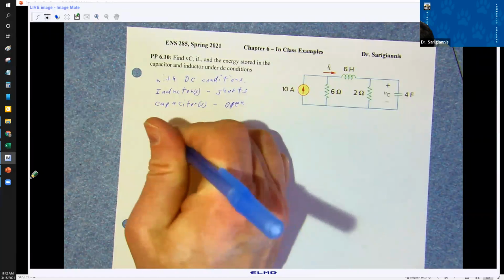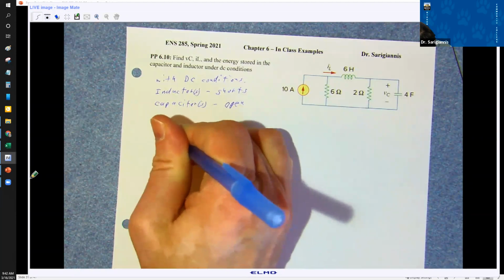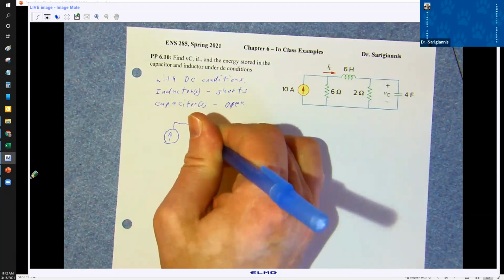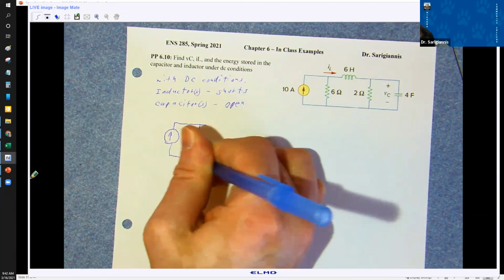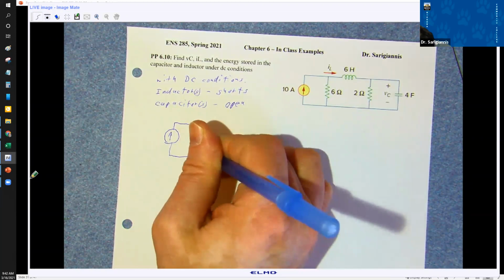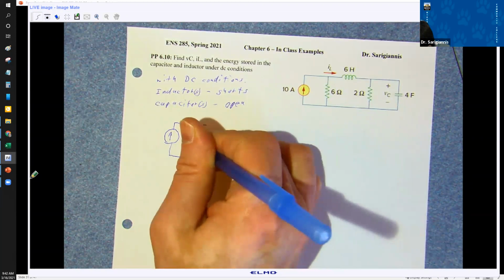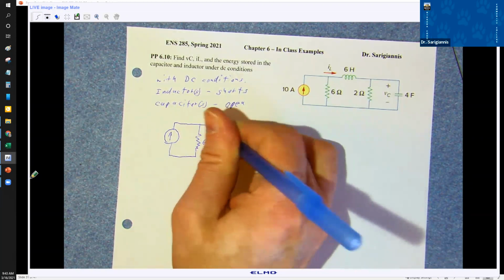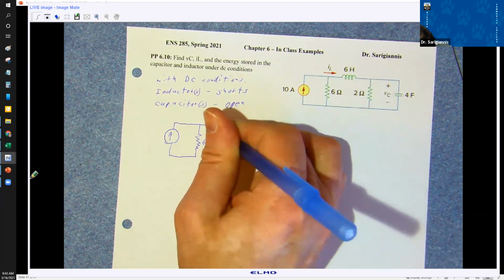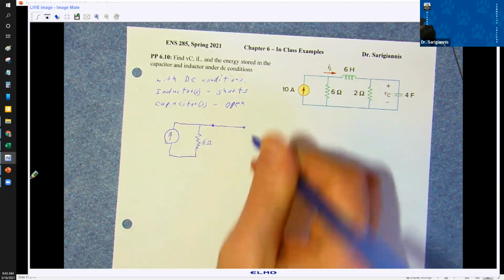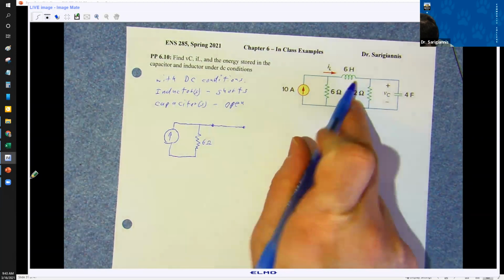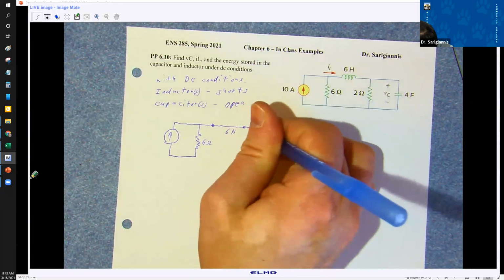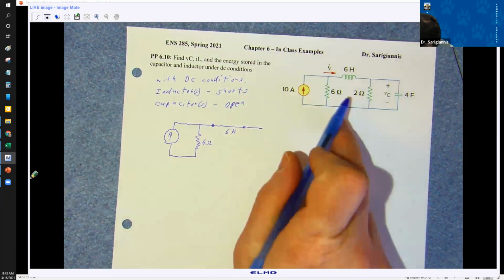So I'm going to draw this circuit. This is 6 ohms. What I'm going to do here is put a wire with 2 dots, and this represents where the 6 henry inductor is, because remember, the inductor is a short.